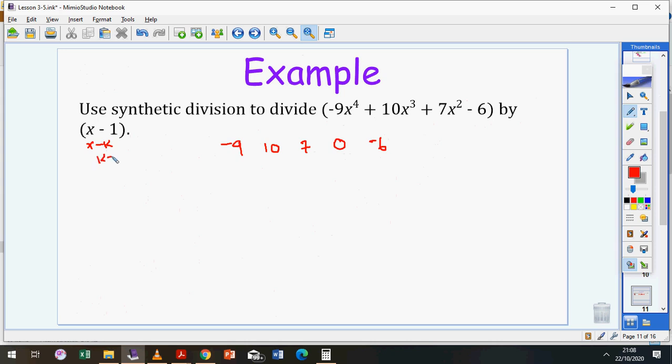So draw your symbol for upside down division. Put the k value of 1 here. And then first step is bring this first coefficient down here, negative 9. So negative 9 times 1 gives you negative 9. Remember, in these columns we add. So 10 plus negative 9 is a positive 1. Positive 1 times 1 is a positive 1. Write that under the next column and then add the column. 7 plus 1 is 8.